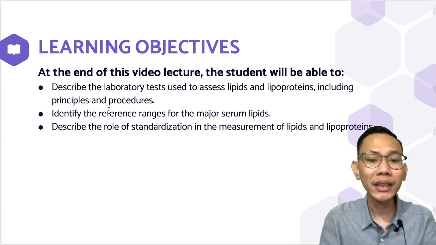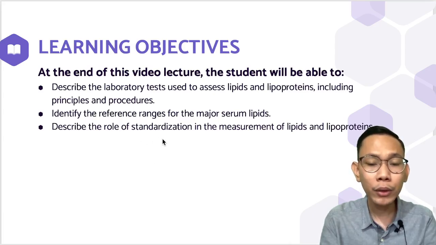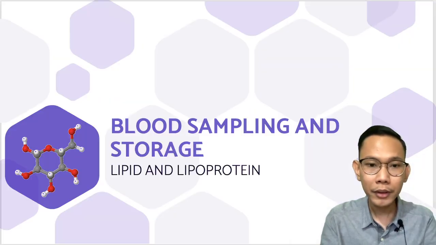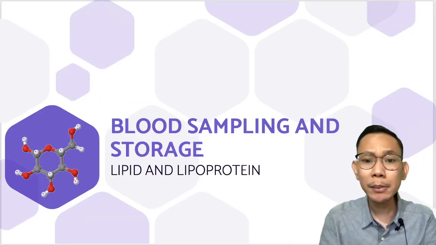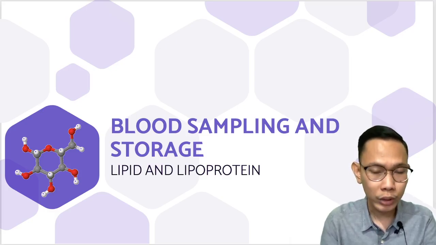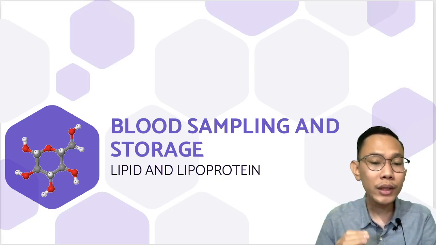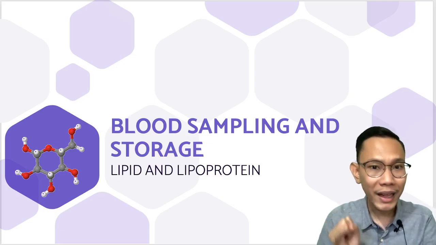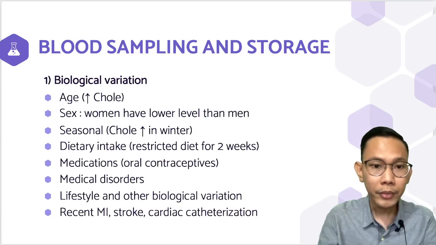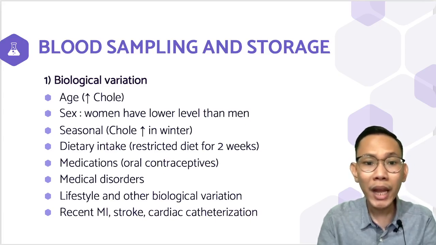Then, identify the reference ranges for the major serum lipids and describe the role of standardization in the measurement of your lipids and lipoproteins. So first, we will be discussing the blood sampling and the storage of your lipids and lipoproteins. So what are the things that we need to consider when we do your blood sampling and the storage of your sample? There are different factors that we have to consider.